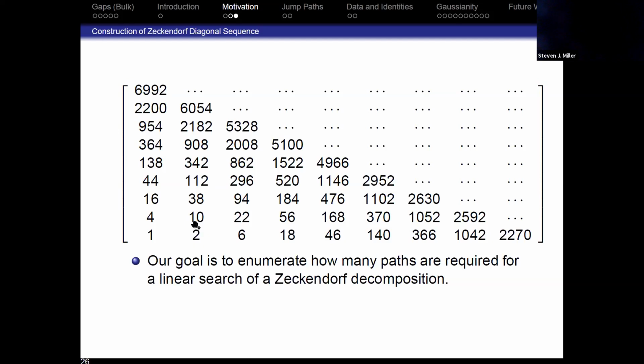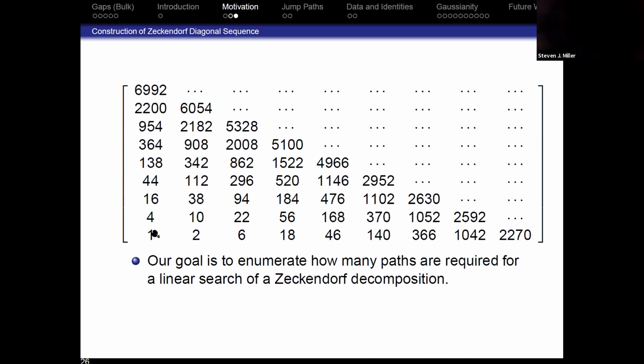I can get 12, 10 plus 2. I can get 13, 10 plus 2 plus 1. I can get 14, 10 plus 4. I can get 15, 10 plus 4 plus 1. But I can't get 16. I can't do 10 and 6 because I can't go to the right. So I have to add 16.